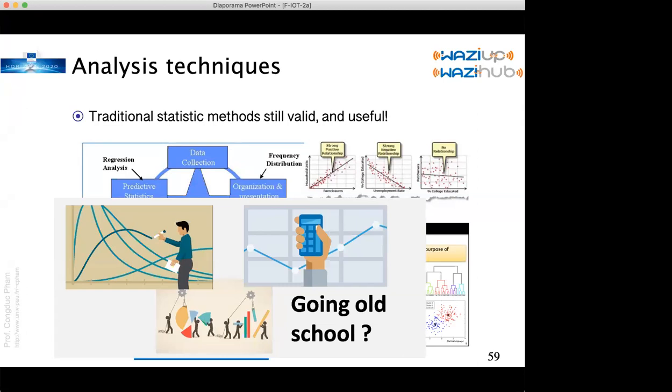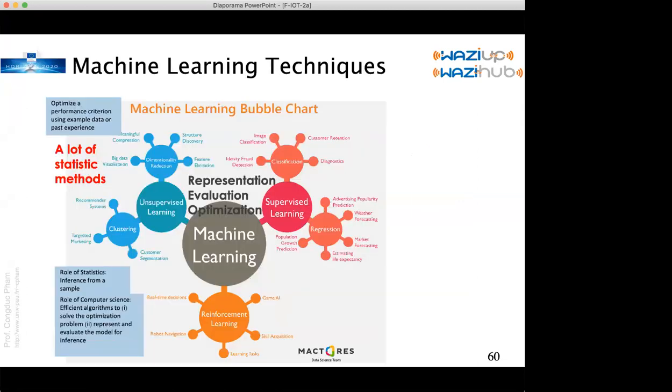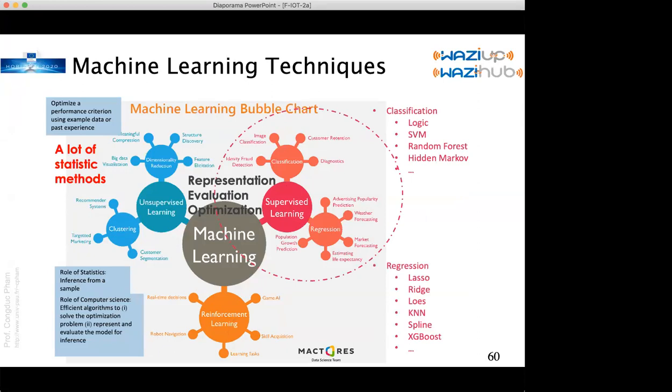Because we do have a lot of tools available out there on internet platforms that package everything for you: machine learning techniques with supervised learning, unsupervised learning, reinforcement learning. A lot of them use statistics packages in order to simplify things. A lot of them provide classifications, regression models, and so on.